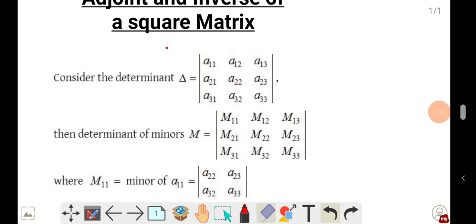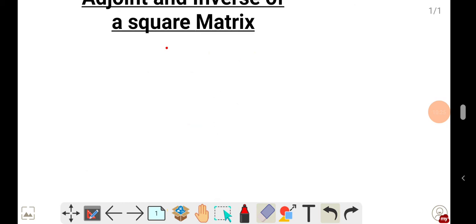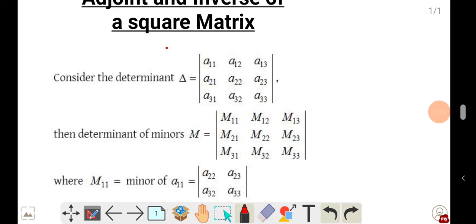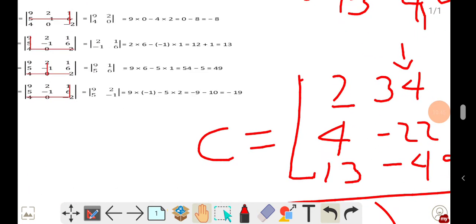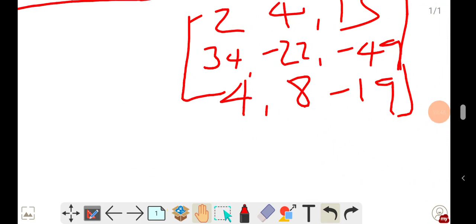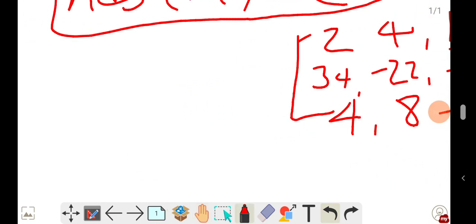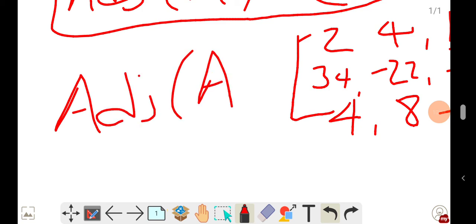And then the cofactor means positive, negative, positive, negative. That means the first one, no change, the second will be negated. And the third one, no change, the next will be negated. In this pattern, you will continue to find the cofactor, like I did. Then finally, let's go to the inverse formula. We have got the cofactor. This is the adjoint of A. Remember, this is the adjoint of the given matrix A.